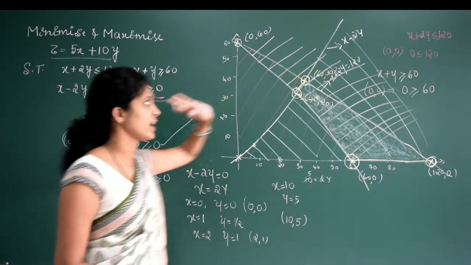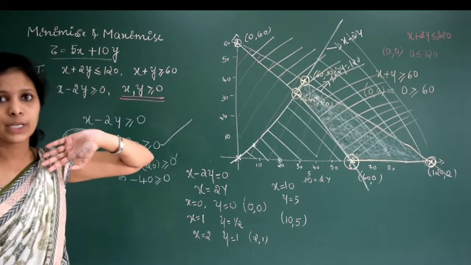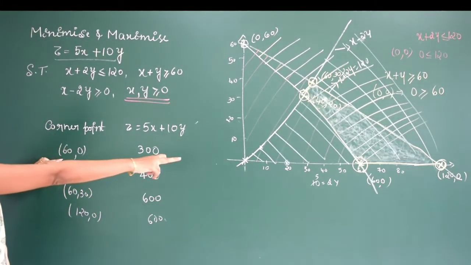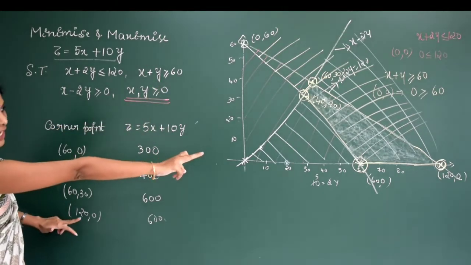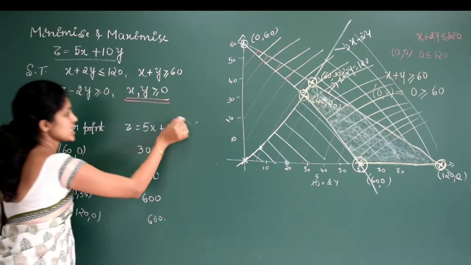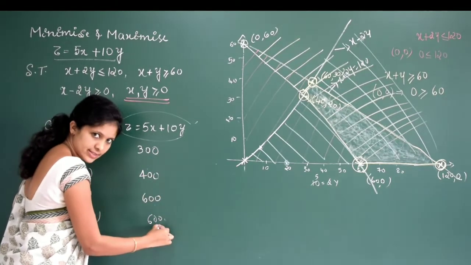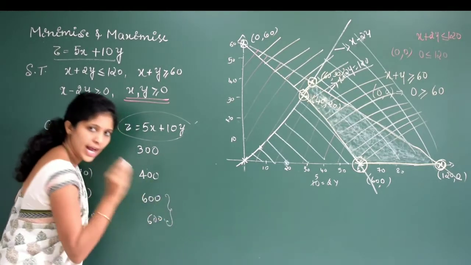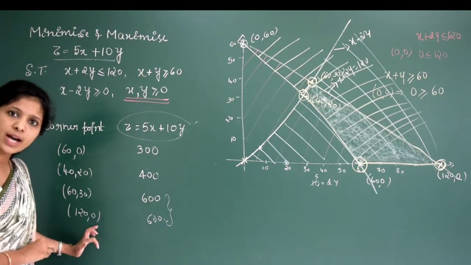Let us substitute the values in this z, so that we will get the maximum and minimum values. See here, I have substituted the corner points 60, 0, 40, 20, 60, 30, and 120, 0. After substituting, we got the values 300, 400, 600 and 600. So the function z attains a maximum value 600 at 2 points, that is 60, 30 and 120, 0.